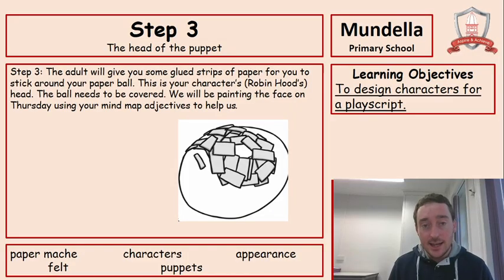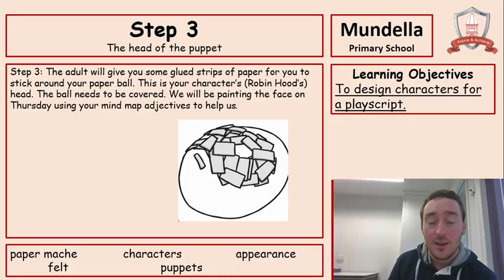Now, if you're done early, again, go back to your sketchbooks and then write down exactly what you've just done. So, first of all, we do it in instructions. First of all, we screwed up a paper ball. Second, we got our PVA glued strips from an adult. And then third, we covered our paper ball in the PVA strips and waited for it to dry.